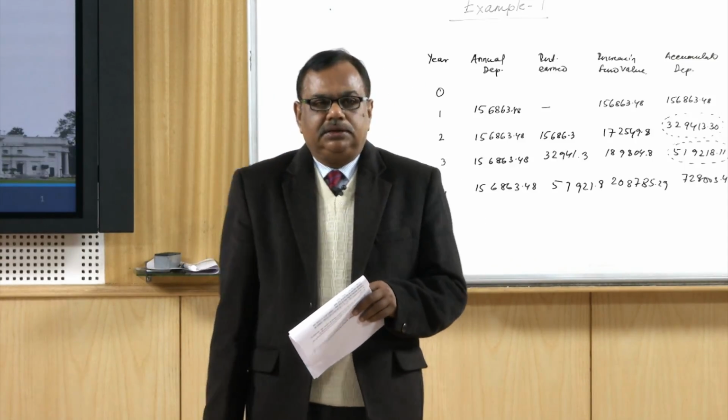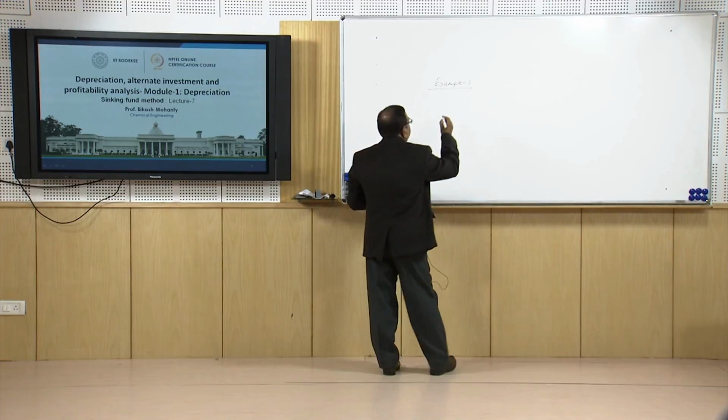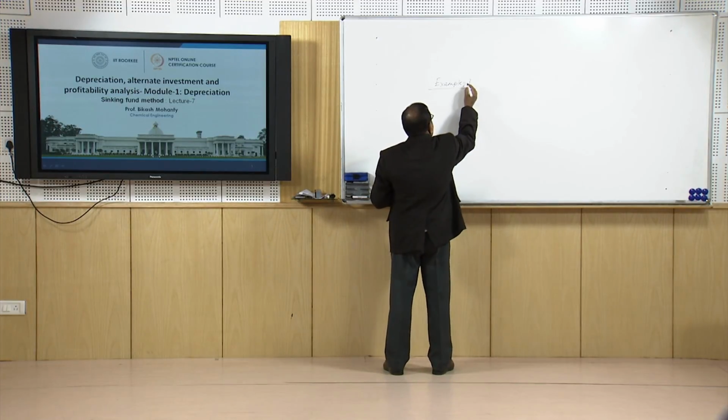Mahindra and Company purchased a machine for rupees 5 lakh on 1st January 2009. The estimated useful life of the machine is 5 years with a scrap value of 50,000. You are required to calculate the annual depreciation charged using the sinking fund method. The interest rate is 5% annually. So, this is example 2.